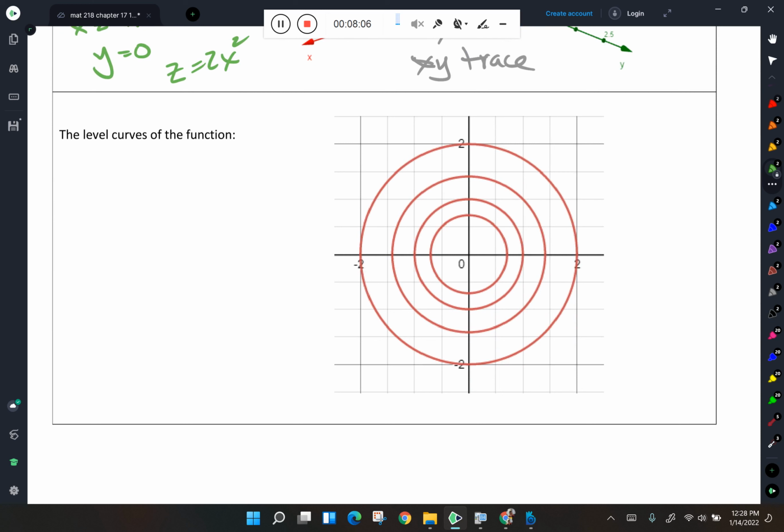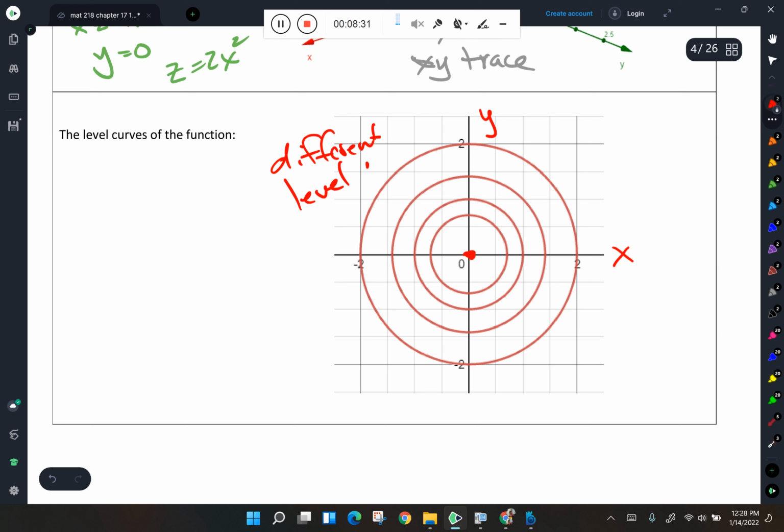Now, I know that this graph looks crazy right now, but let's put some perspective on it. Basically, what we're doing is we're looking straight down. So right here, that's the z-axis, but we can't see it because we're looking straight down it. This is the x-axis, this is the y-axis, and each of those circles is a different level curve or a different z value. So if you remember, our original equation was z equals 2x squared plus 2y squared, right?